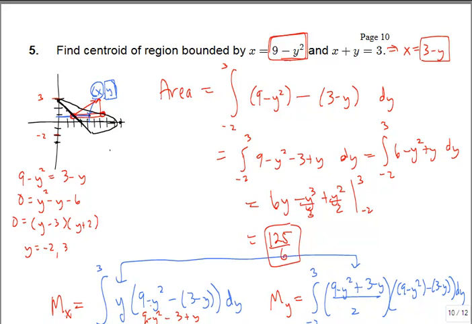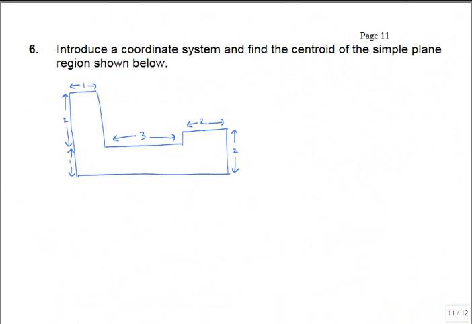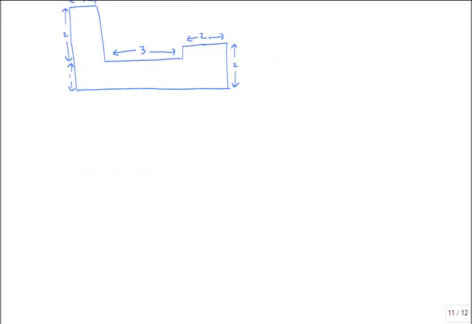Okay? All right. The next example is a little bit different. This one gives you this shape here, this simple plane region, and we want to introduce a coordinate system and then find the centroid of this region. So what we're going to do first is decide where we want to place this, and how you place it on your coordinate system makes a difference in what your final answer is going to be. So the answers will vary depending on how you set it up.